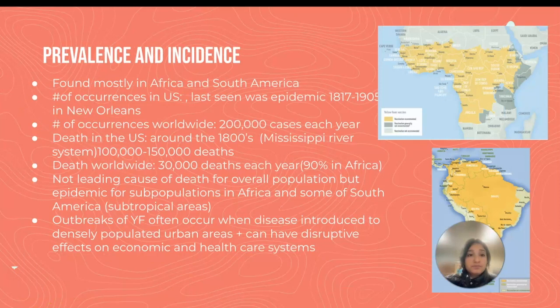Okay, now let's talk about prevalence and incidence of yellow fever. So yellow fever is mostly found in Africa and South America. Actually, recently there were a couple cases in Asia, but we will discuss that later on. Number of occurrences in the United States: last seen was in New Orleans in 1817 to 1905 in that epidemic. This epidemic actually took more than 41,000 lives in New Orleans.